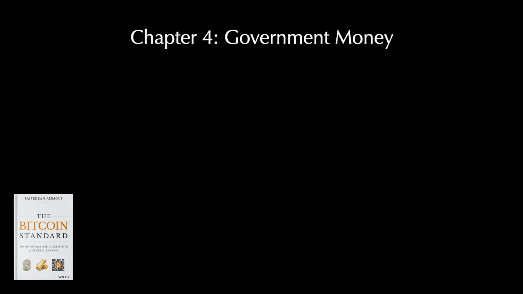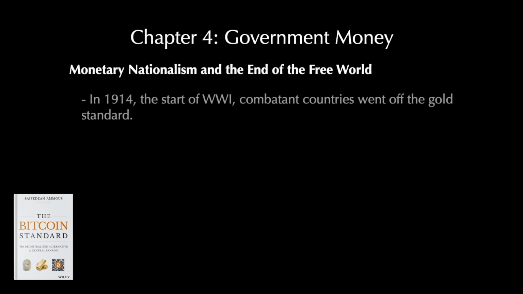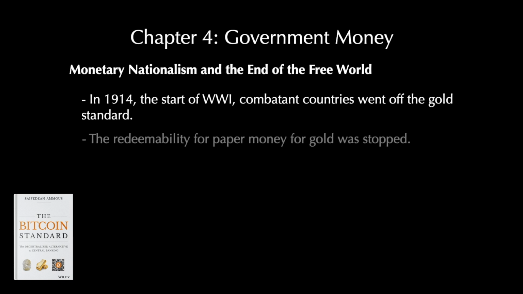Monetary nationalism and the end of the free world. Within a few weeks of the start of World War I, all major combatant countries effectively went off the gold standard in order to print enough money to finance the war. This was done by stopping the redeemability of each paper currency for gold.